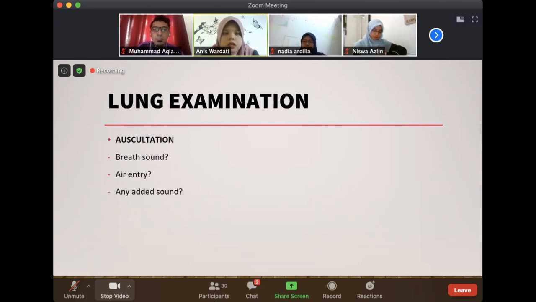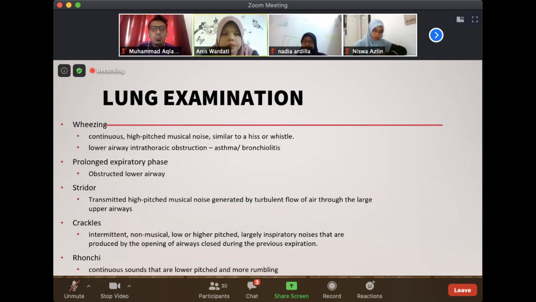So for auscultation, these are a few added sounds that we can hear during the lung examination. Wheezing is a continuous, high-pitched and musical sound, usually indicative of lower airway obstruction, for example in asthma. Or if on auscultation there is a prolonged expiratory phase, it may indicate obstructed lower airway. Or stridor, which is usually more towards upper airway obstruction.